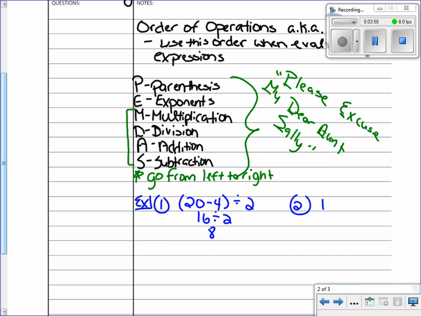Example 2. 1 plus 8 squared. So again, I'm going to reference my PEMDAS. P is parentheses. I don't have any, so I move on. E is exponents. I do have an exponent. I have 8 squared. 8 squared is 64. Remember the saying, I ate and I got sick on the floor. 8 squared equals 64. So now I have 1 plus 64, which gives me my answer of 65.